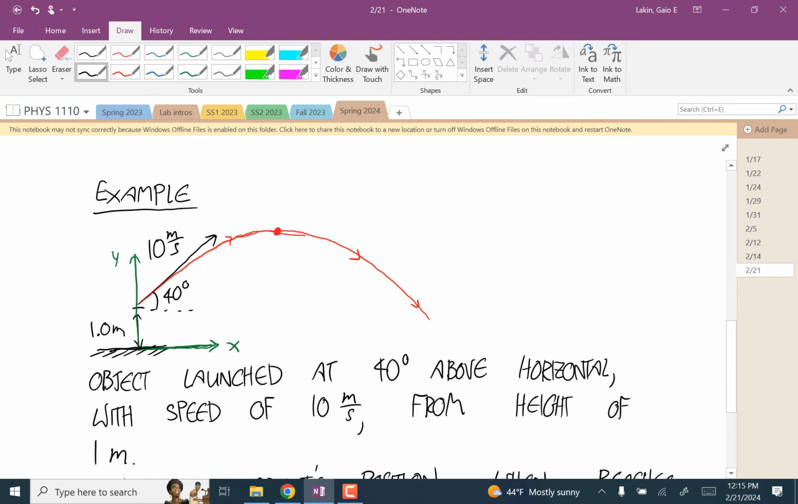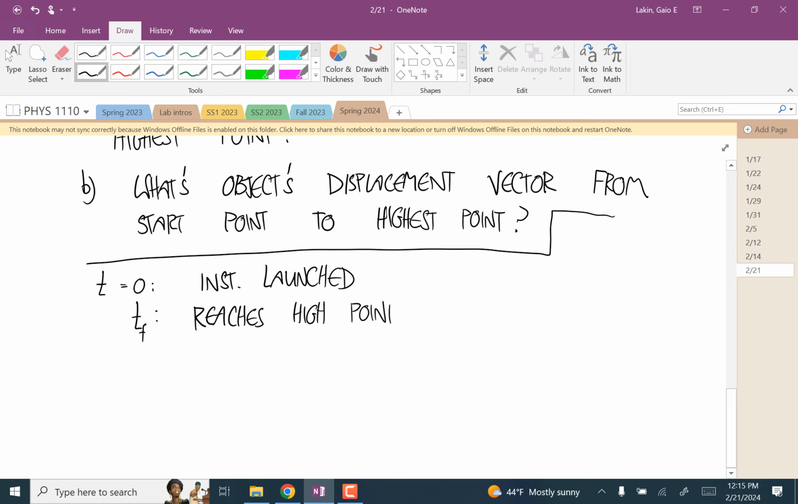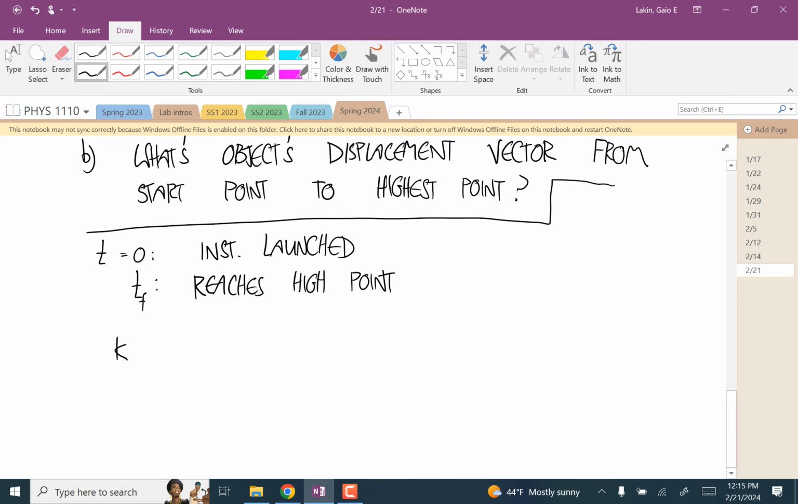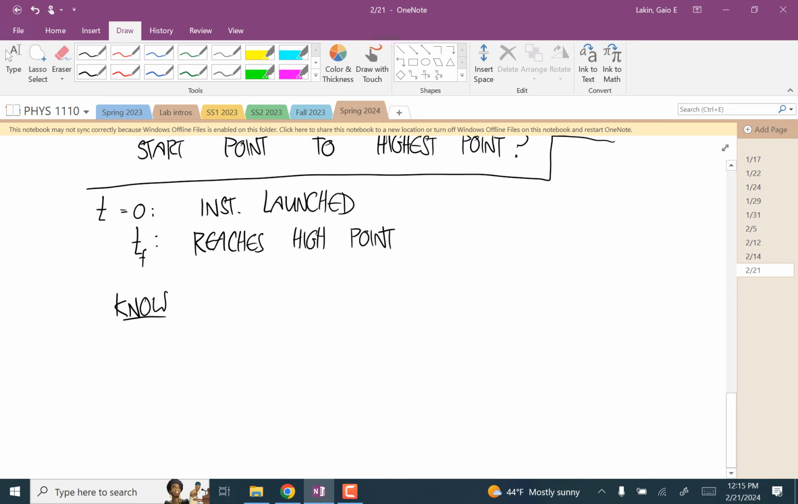And what's time final going to be? Yeah, when it reaches the highest point. Exactly. And now we want to figure out what variables we know and what variable we want to find. I'm just going to go through the list of variables. So first of all, do we know time final? If you turn the stopwatch on when the thing is launched, do we know what the stopwatch says when the object reaches its highest point? We don't know that, so I'll leave that off.